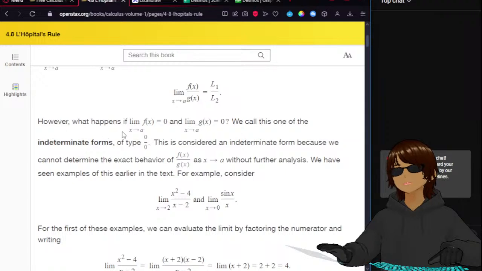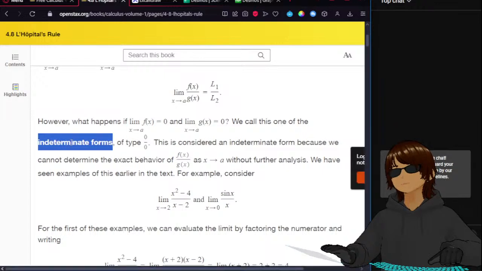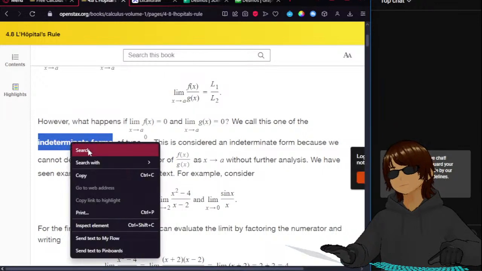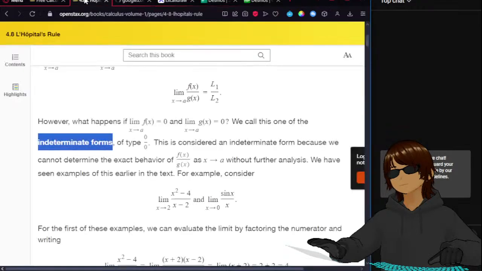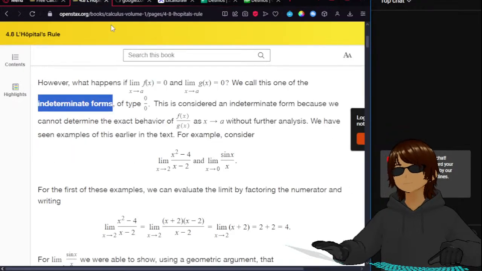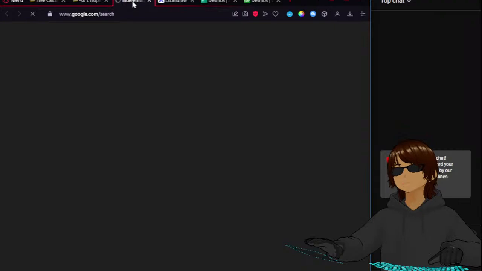However, what happens if the limit of f of x as x approaches a is 0 and the limit of g of x as x approaches a is 0? We call this one of the indeterminate forms. How do you pronounce it? Of type 0 over 0.